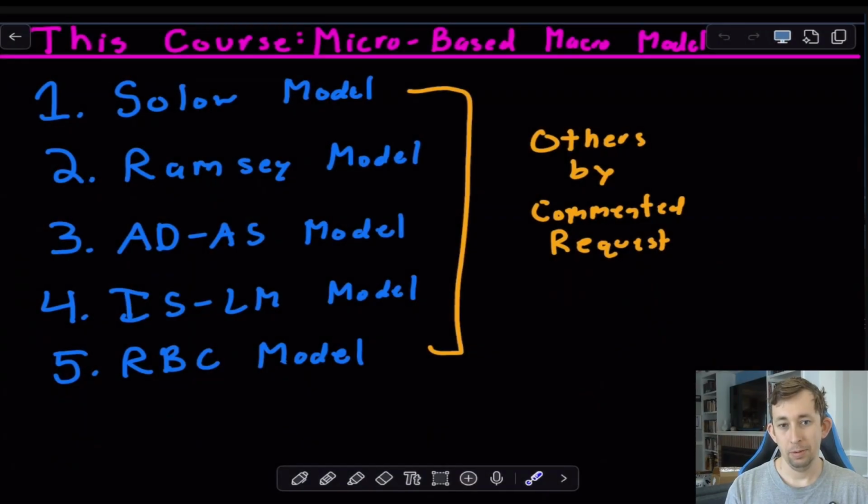So what I want to do is see if we can take some of these models that you see on the screen, and others by request if you put that in the comment section below, and turn these models into a microeconomic based macro model.